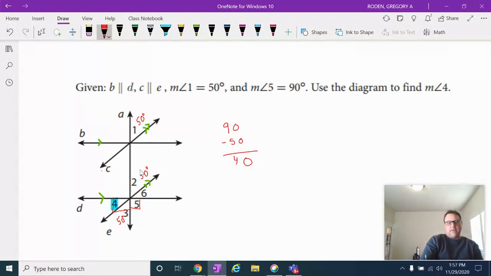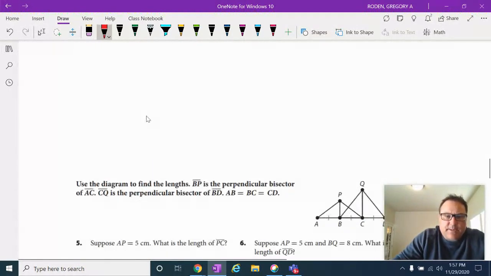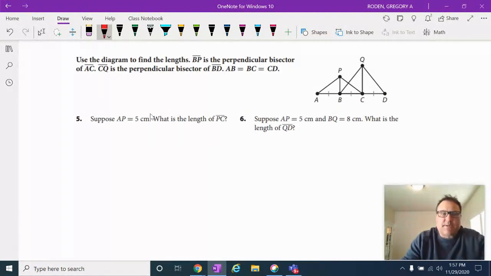So 9 minus 5 is 4, so 40 degrees, and we're done. So the measure of angle 4 equals 40 degrees. Cool. All right, so next problem, let's take a look at another one here. This one's not too bad.